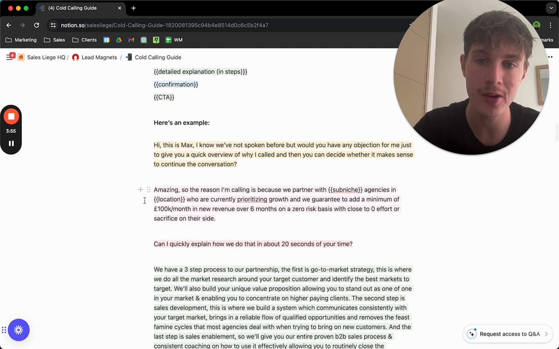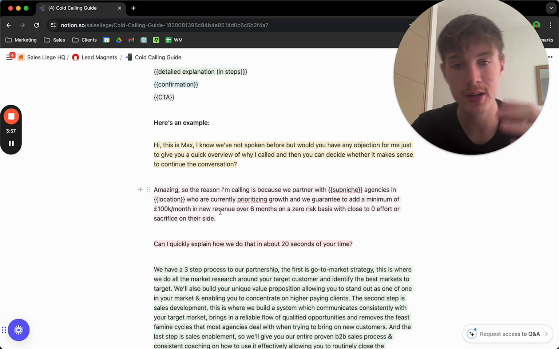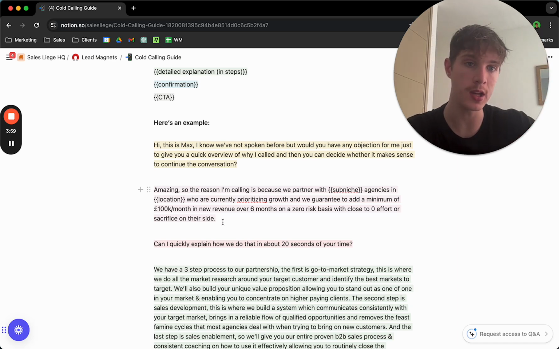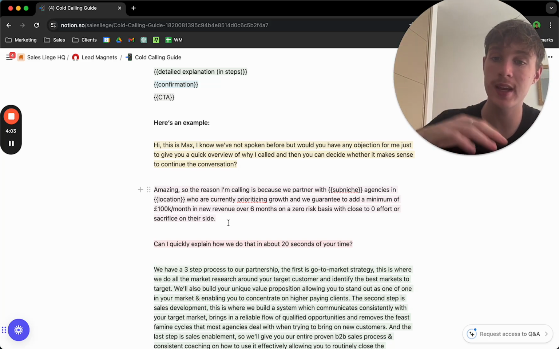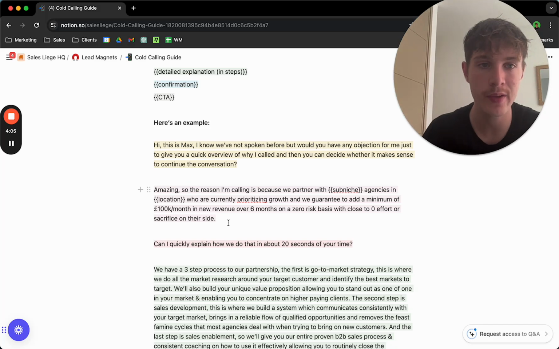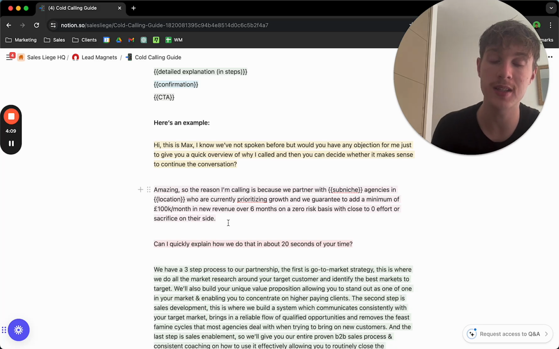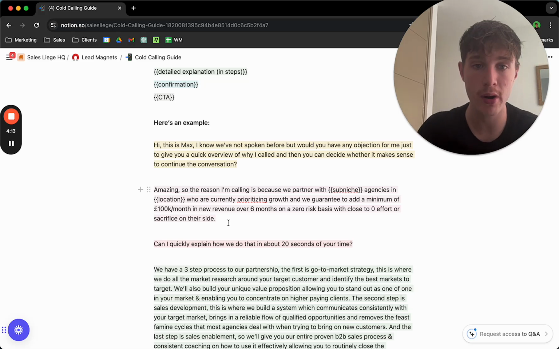Next stage is my value statement. So the reason I'm calling is because we partner with sub-niche agencies, which I'll have found out from the data I've generated, in location, making it specific, so the city, the region, etc., who are currently prioritizing growth, and we guarantee to add a minimum of 100K a month in new revenue over 6 months on a zero risk basis with close to zero effort or sacrifice. So making that very centered around value.